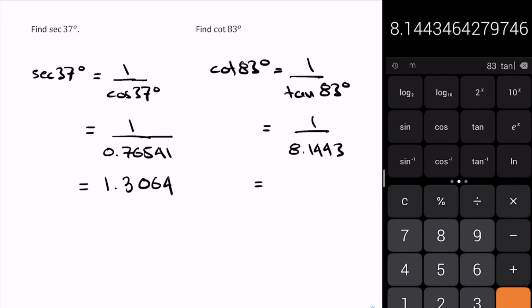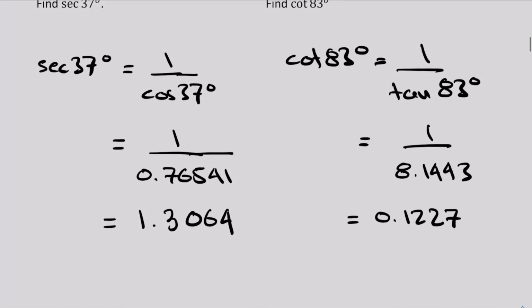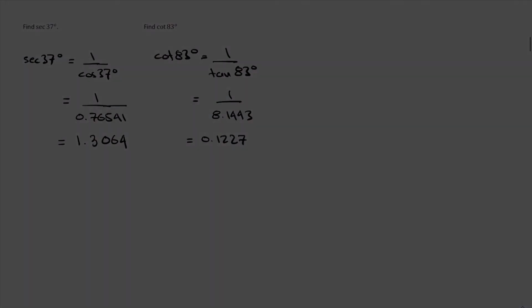1 over 8.1443. And if I want to find the value of that, not as a fraction but as a decimal, I just press that. I get 0.1227, and I'll stop there. Again, you can get very accurate with these numbers, but I think that level of precision is good enough. So there are your values of secant 37 and cotangent of 83.